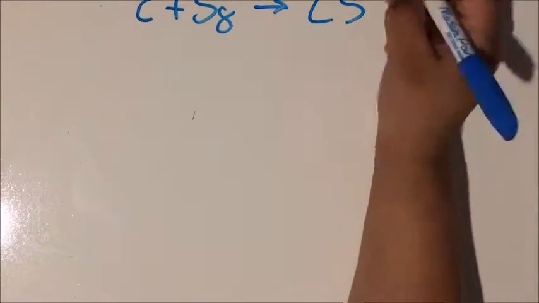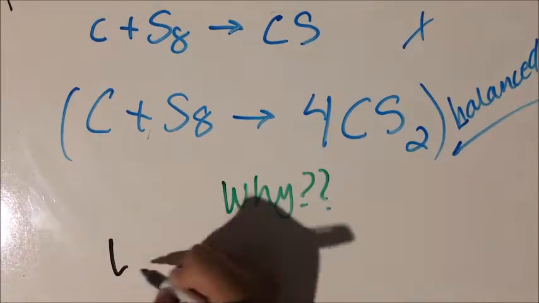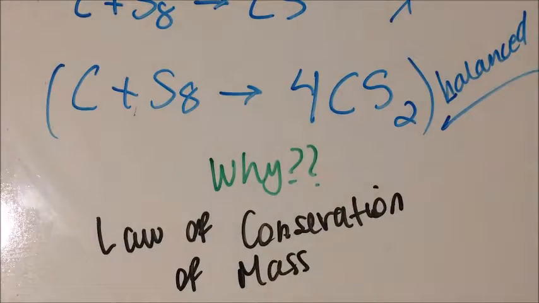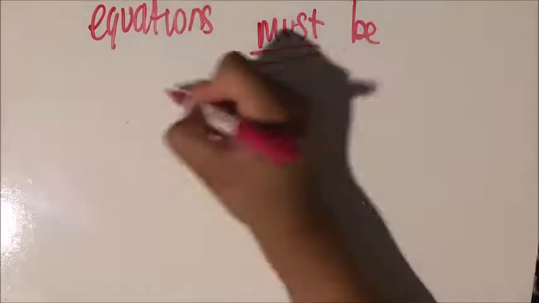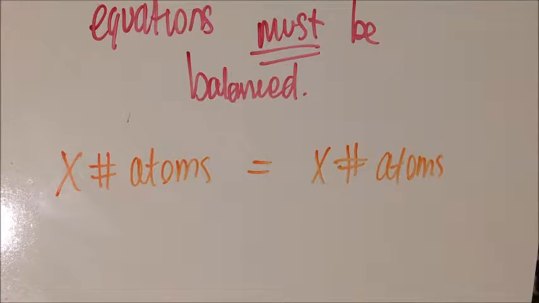Equations should be balanced. And why? Because of the law of conservation of mass. When equations are balanced, there should be an equal number of atoms of each element on each side of the chemical equation.